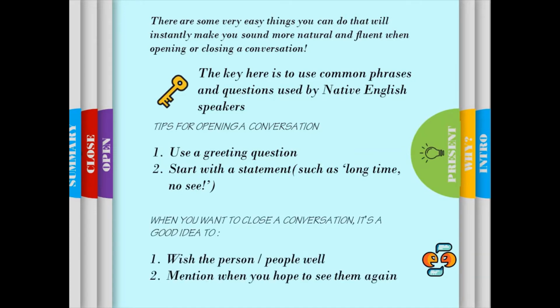Some tips for closing the conversation: you can wish the person well, and also mention when you hope to see them again. Wish the person well, mention when you hope to see them again. Okay? So let's move on to the next slide to have a look at some examples of how to open the conversation.